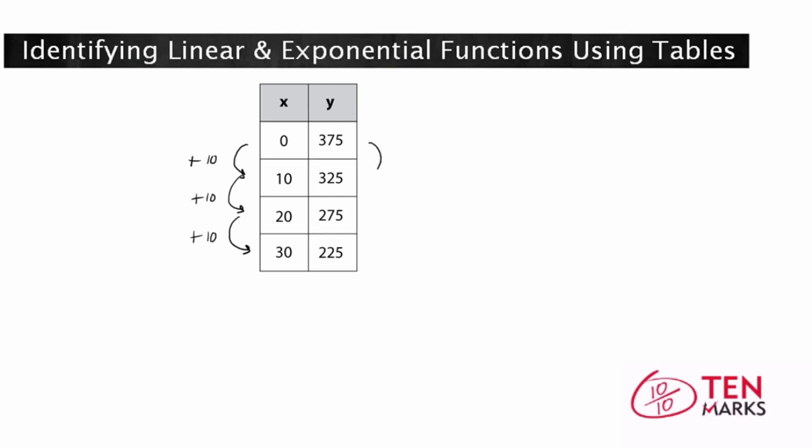From 375 to 325, we're decreasing by 50 units. From 325 to 275, 325 minus 275 is 50, we're decreasing another 50. And then from 275 to 225, still a decrease, and it's still at a steady 50. From this we can see that as the x values increase by a constant amount of 10, the y values are decreasing by a constant amount of 50. So since the rate of change is constant across the data values, the data set represents a linear model.